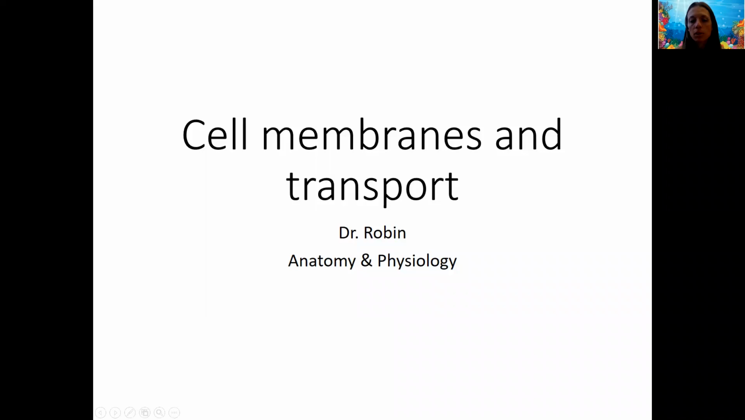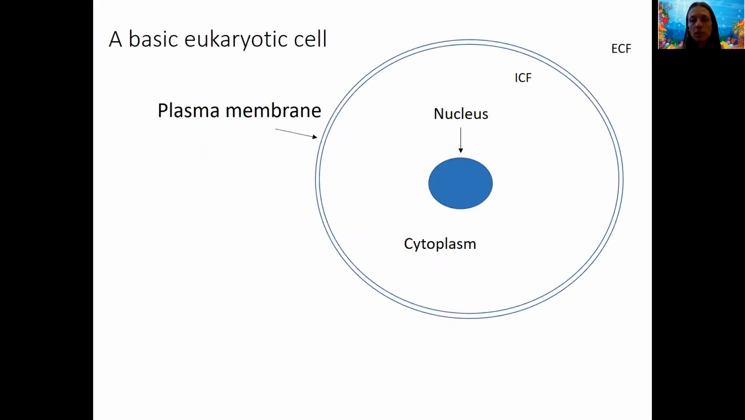You may remember the basic eukaryotic cell. It is composed of a plasma membrane that surrounds the entire cell, a nucleus that contains the genetic information, and then the cytoplasm, which is the cytosol along with the organelles. We talked about some of those organelles last week. So this week we're going to focus on the plasma membrane and the components of it, and then how we get things in and out of it.